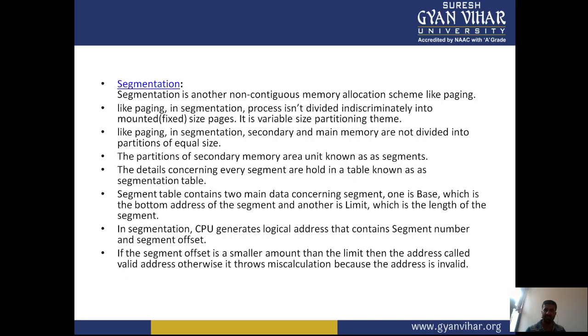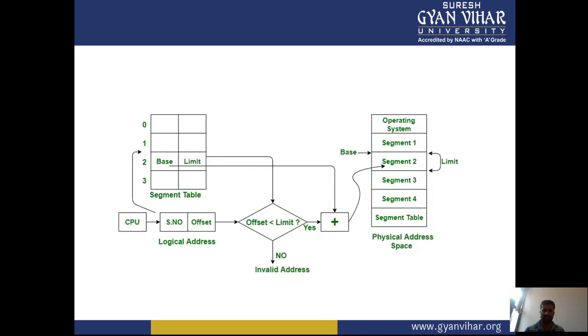So segmentation is another non-contiguous memory allocation scheme like paging. Unlike paging, in segmentation the process is not divided indiscriminately into fixed size. It is a variable size partition scheme as well, right? The partitions of the secondary memory are known as segments. The details concerning every segment are held in a table known as the segmentation table. The segment table contains two main pieces of data concerning a segment: one is the base and the other is the limit. So these are all about segmentation.